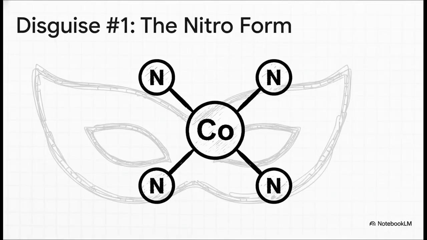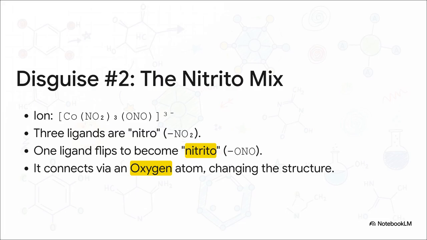So let's look at disguise number 1. In this form, all 4 of those NO2 ligands connect to the central cobalt atom through their nitrogen atom. This specific arrangement is called the nitro form. Pretty straightforward. But here's the trick.